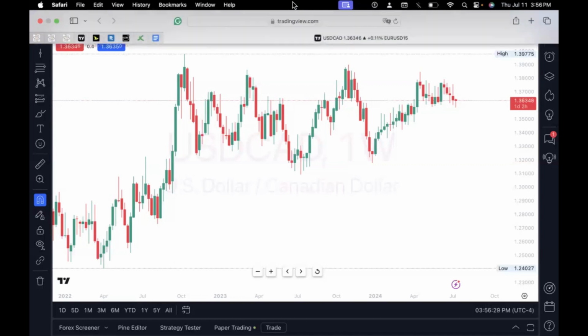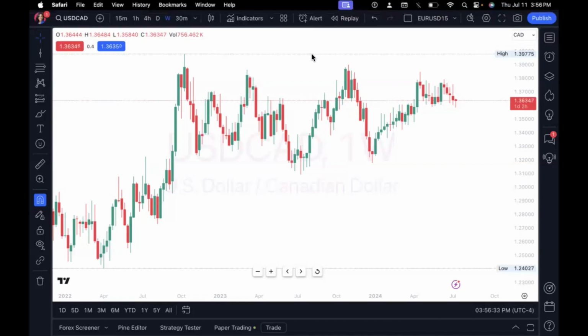Now, you're going to want to start by going to tradingview.com. This is the website that I use for all of my charting and analysis. And you want to look for this box here. Now, this, of course, is going to be after you've chosen the thing that you want to trade. In this example, we're going to be looking at USD CAD on the weekly.